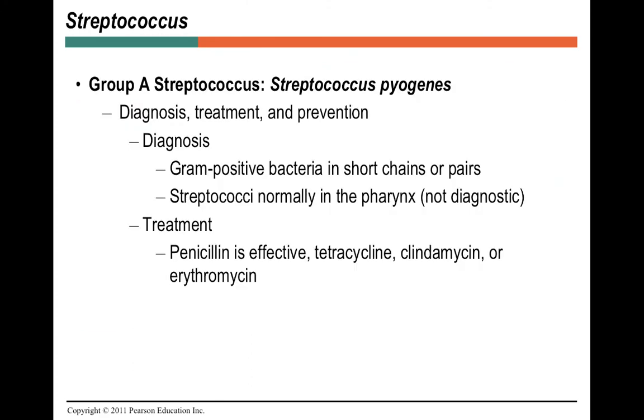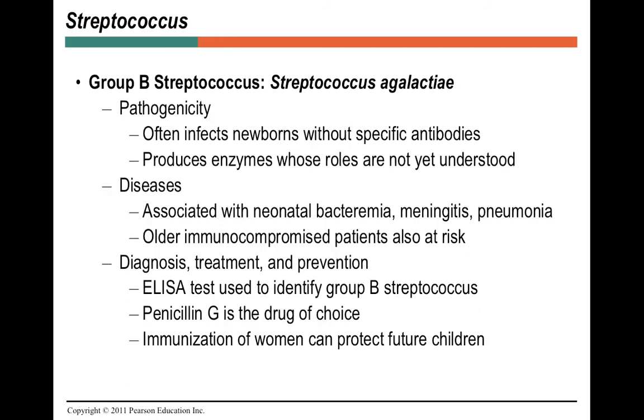Group A strep diagnosis is through gram stain. You can also do plate cultures. For treatment, penicillin is usually the front line, but if someone's allergic, they can do tetracycline, erythromycin, or clindamycin. Group B strep, as I mentioned, is a neonatal bacteremia pathogen. It tends to cross the placenta. There's meningitis, pneumonia. You can diagnose using an ELISA test, which is an immunotest. There's Penicillin G, which would be the drug of choice for that.